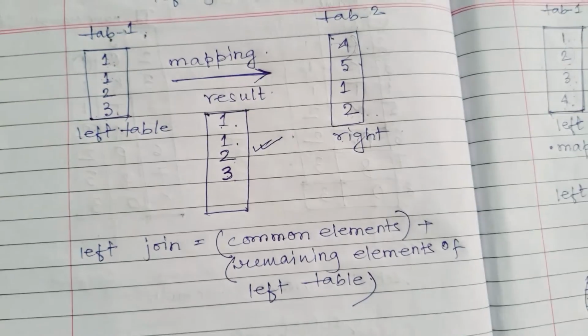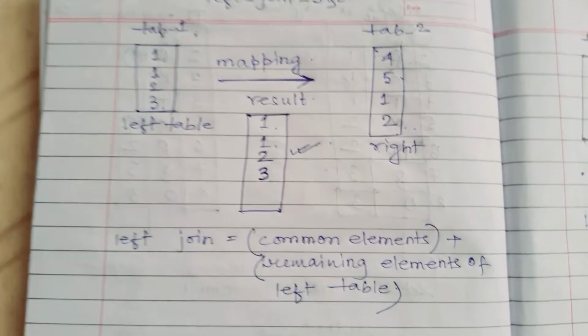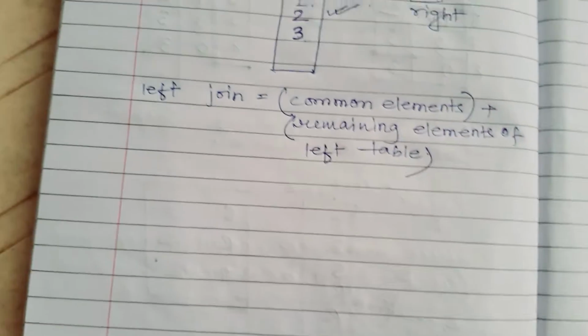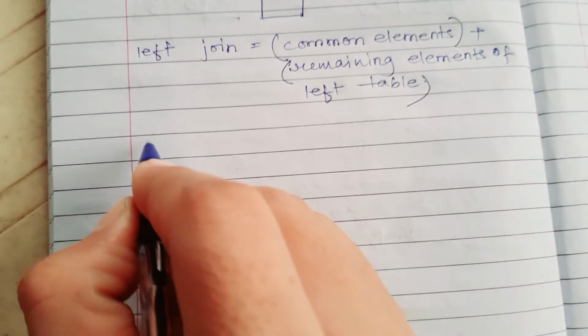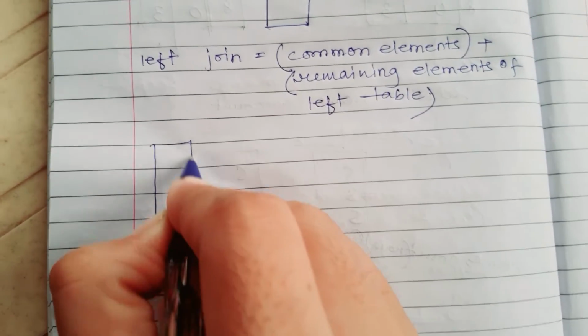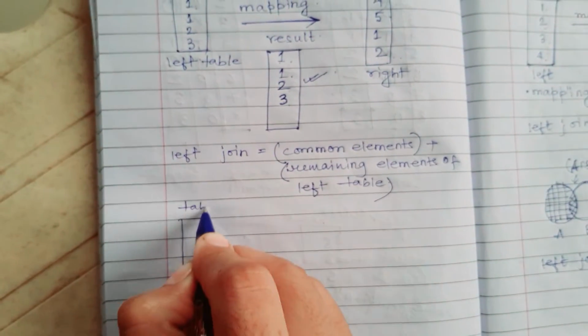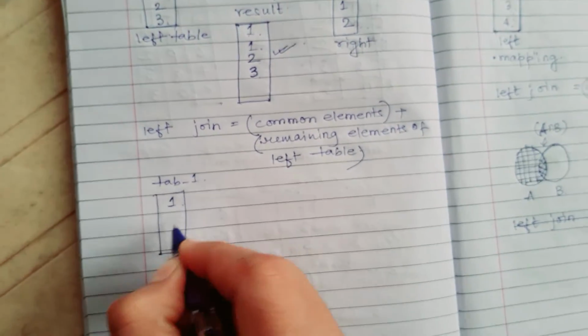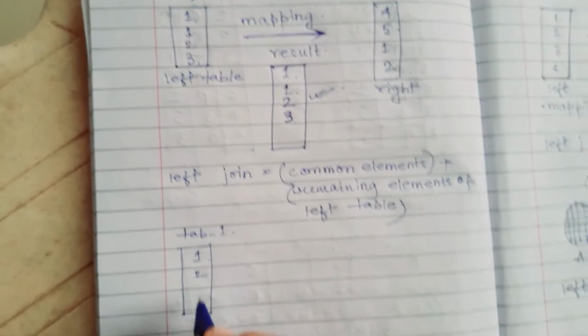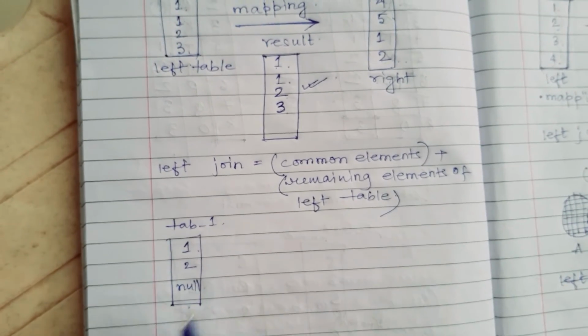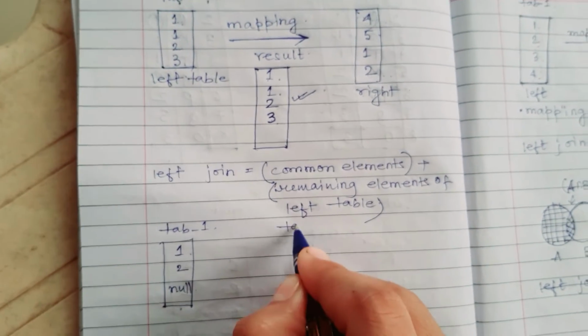Now we are going to take one more scenario. Suppose we have one table, this is table 1. Here 1, 2 and one value is null. Here also is table 2.